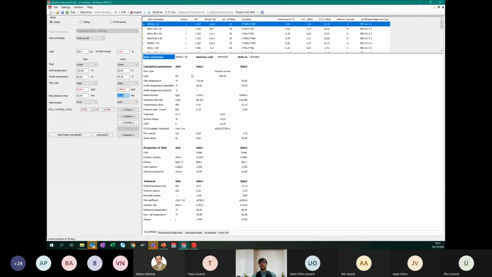At the same time, by reducing the number of plates, I actually increased the velocity on the primary side. And I'm having a bit higher pressure drop on the primary side. It's not 3 kilopascal as it was before, it's now 4. And by this I also slightly improved the heat transfer coefficient. So by playing with the pressure drop on the secondary side, I can increase the efficiency of my heat transfer process and actually make the whole appliance cheaper.